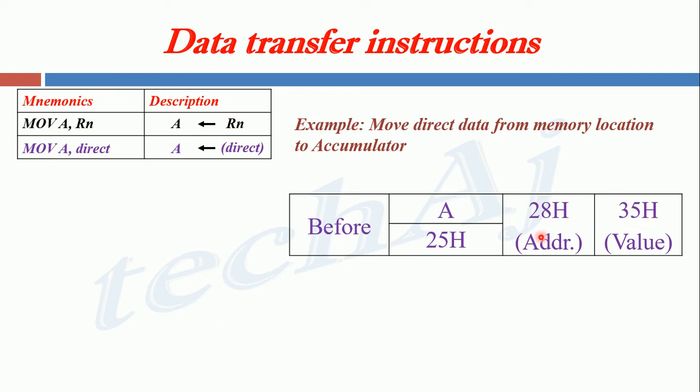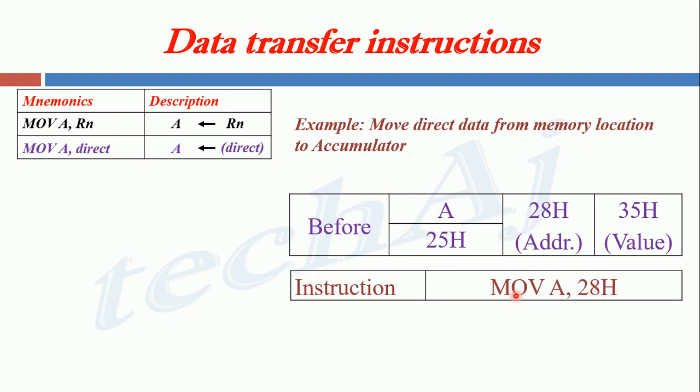So this is the address, and at this address location we have this value. Suppose we execute the instruction MOV A, 28H. Now we know that 28H has the value 35H. So from this address the 35H value is copied into the accumulator. So after execution of this instruction, we will get the accumulator with the value 35H.